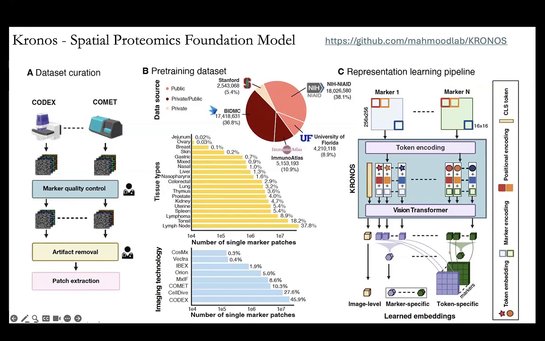Another direction that we have been working on since last year is trying to develop these models for more fundamental biomedical discovery related applications like spatial proteomics, as well as single cell and spatial transcriptomics. On spatial proteomics, we just announced a new foundation model, we're calling it Chronos, which was just announced like a week ago.